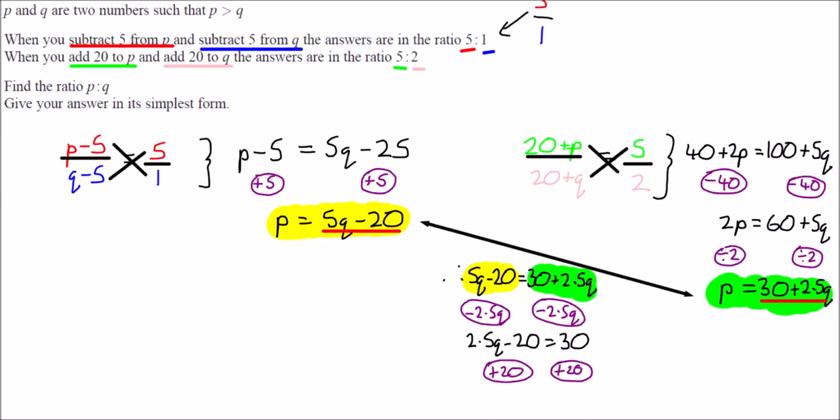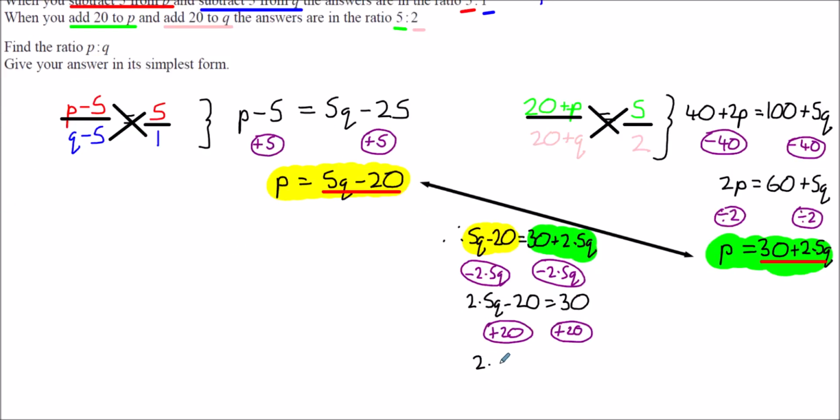then we'll get 2.5Q equals 50. Then finally, if we divide both sides by 2.5 to just leave us with 1Q on its own, we'll see that Q equals 50 divided by 2.5, which is 20. So Q equals 20.